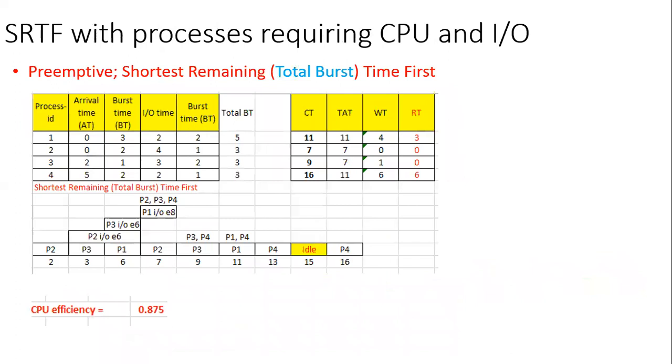Yes. Yep. Very good. So now shortest remaining time first, with requiring IO, right? Isn't it? IO means you require some IO time. IO time means go out and then come back again. So the total burst time is given to you. It's a preemptive algorithm. Every time you need IO, that means you have to preempt him.